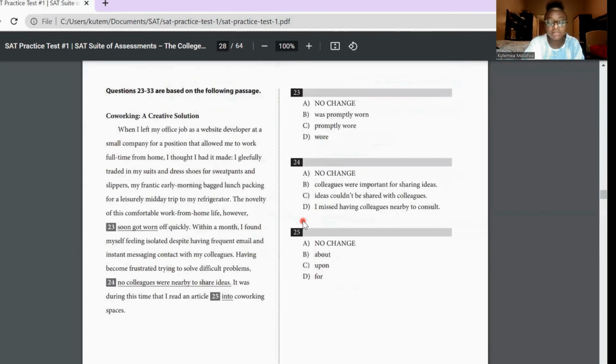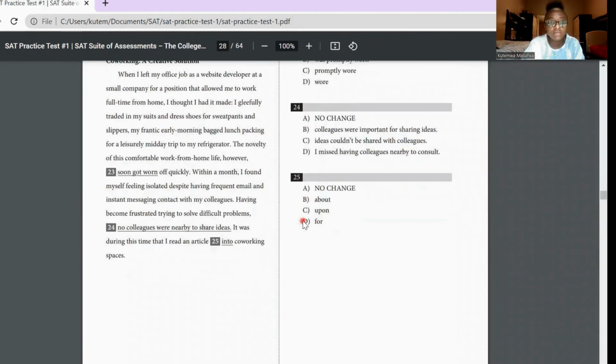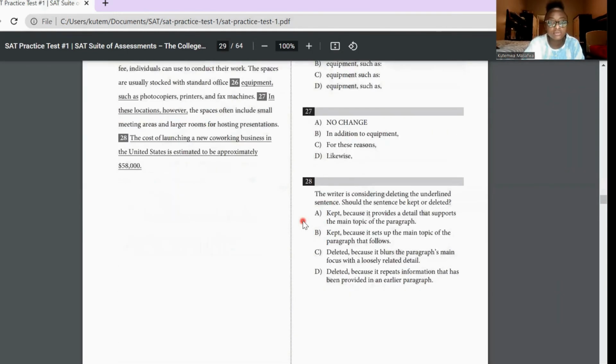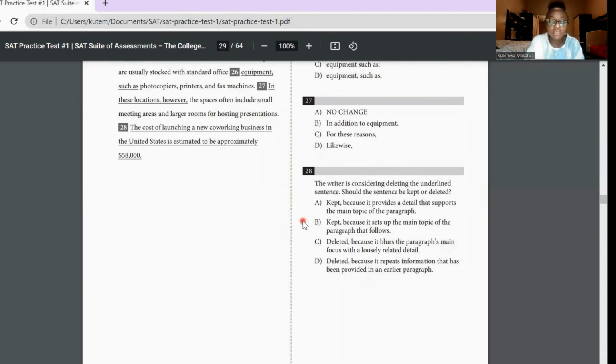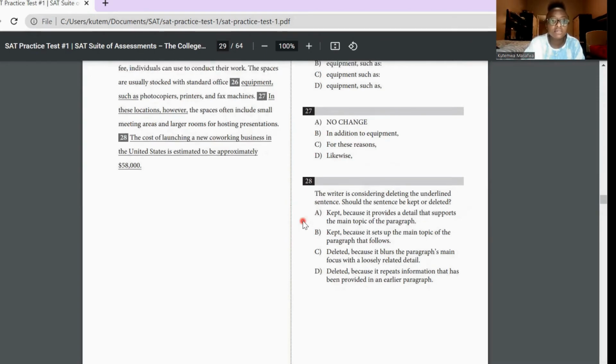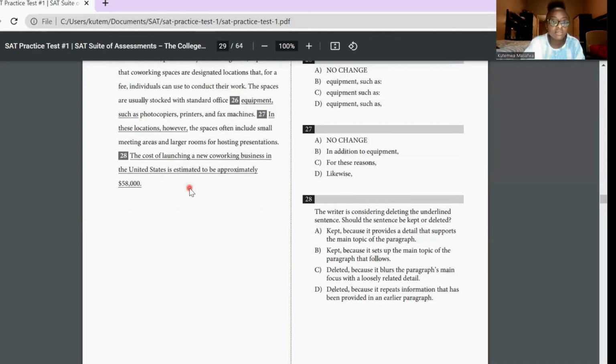Okay, let's skip ahead, look at a few more. 28. Deletion. Okay, it says the writer is considering deleting the underlined sentence. Should the sentence be kept or deleted? Okay, so this is at the end of a paragraph, so I'm supposed to focus on the sentence before. Okay, let's start with the sentence before. It says, in these locations, however, the spaces often include small meeting areas and larger rooms for hosting presentations. And then the cost of launching a new co-working business in the United States is estimated to be approximately $58,000.